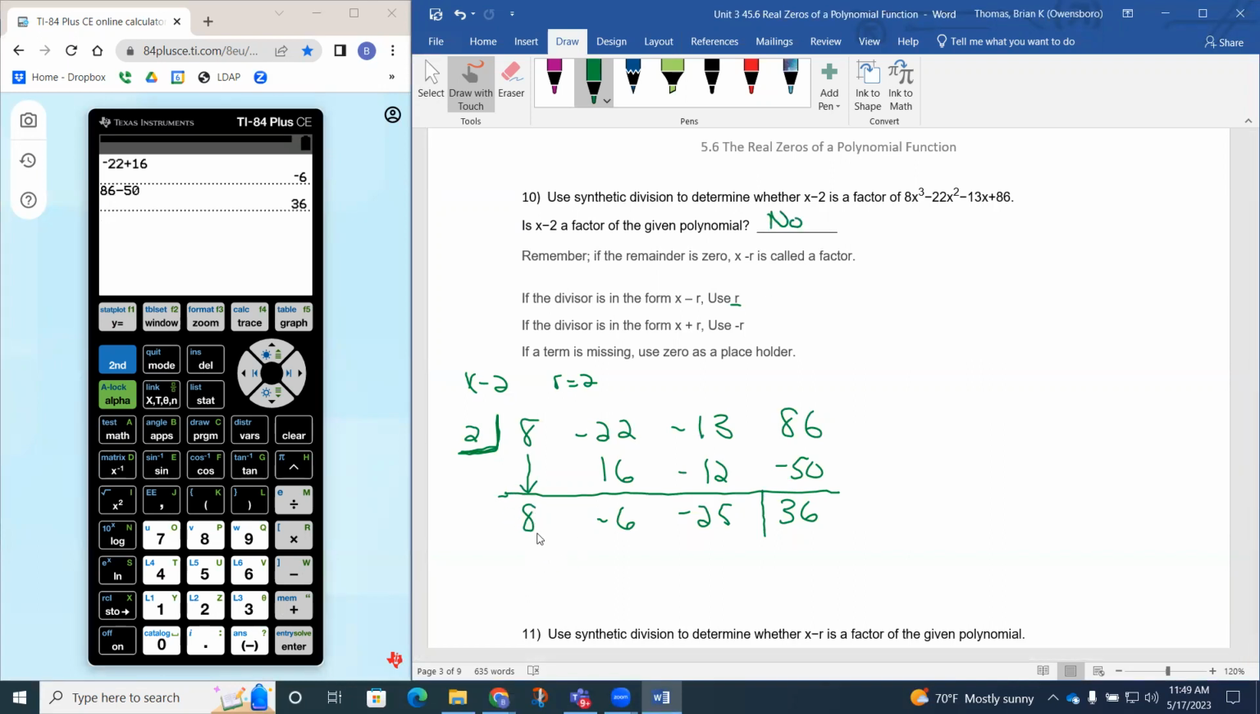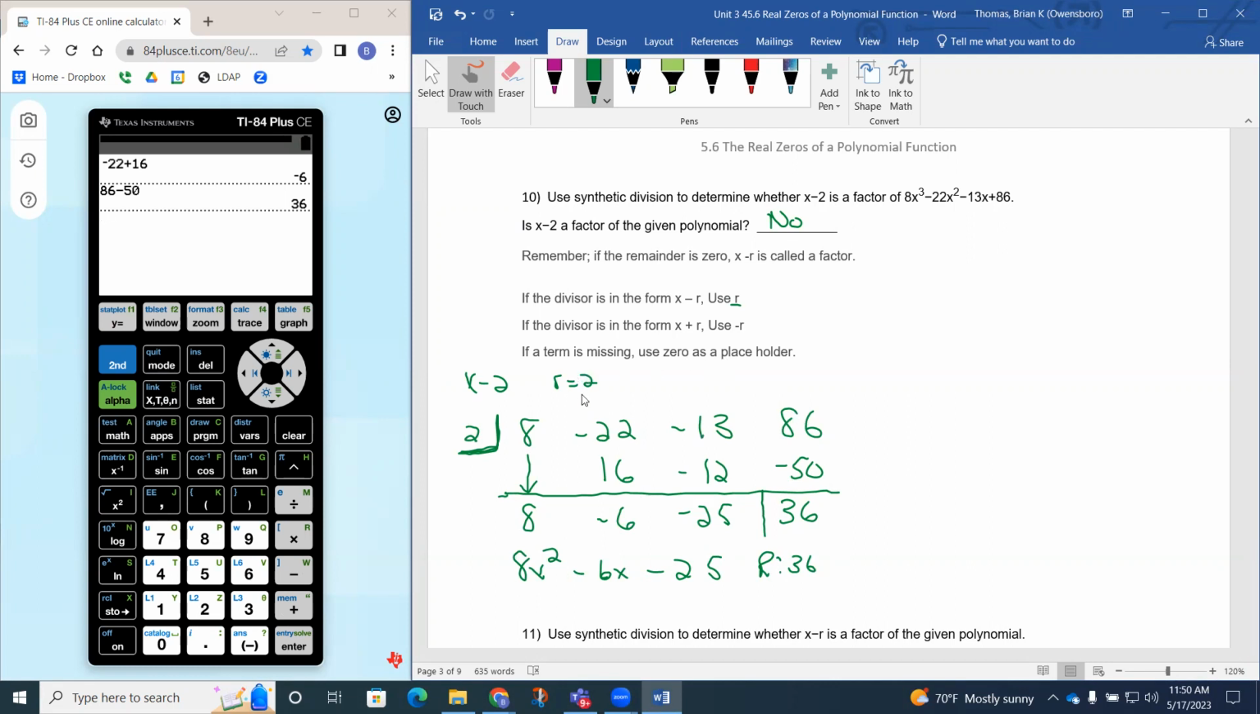So what happens is this is actually my quotient. And notice how this was a degree 3. My quotient is going to actually be 8x squared minus 6x minus 25. But since there's a remainder, there would be a remainder of 36. So synthetic division will start to replace what we call long division. We also could double check ourselves because we also have the remainder theorem.